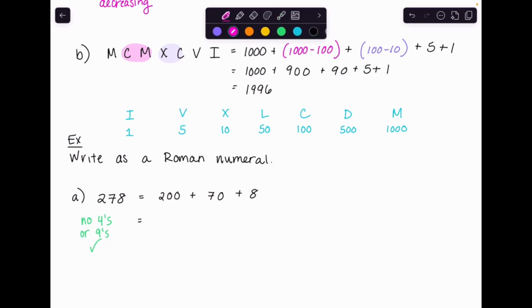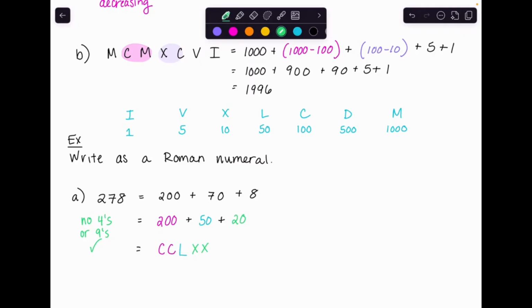Okay. So 200, I'll kind of do this step by step. We know we can do that. That's 2 C's. Then the 70 I need to break down as a 50 and then as a 20. The 50 is represented by an L and the 20 is 2 X's. Because again, I do not want to write 7 X's. 3 is the most of any one symbol.